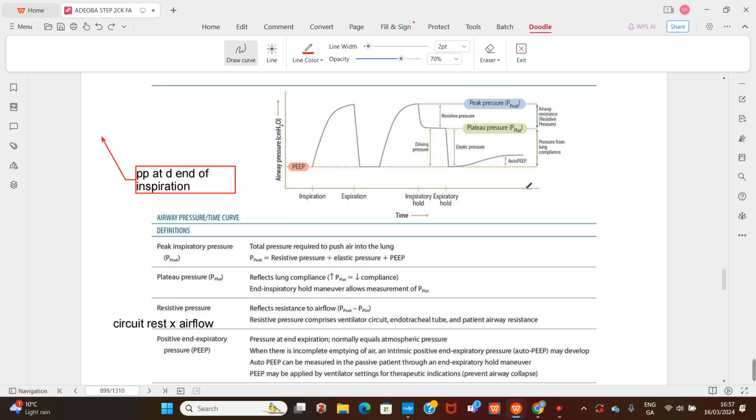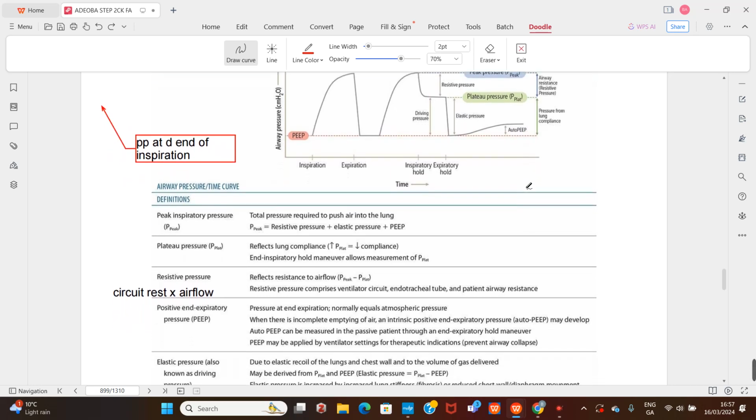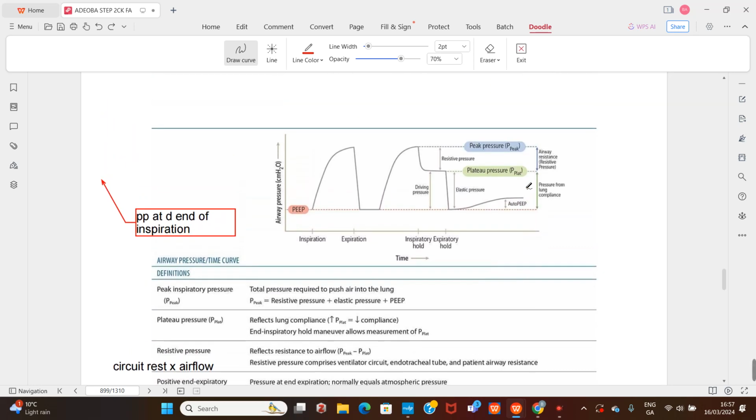Do we understand? Yes. So let us look at the definition. Dr. Babal, I'm having a problem with the restrictive lung compression word. I didn't quite get that. The restrictive is due to restrictive pressure or something.